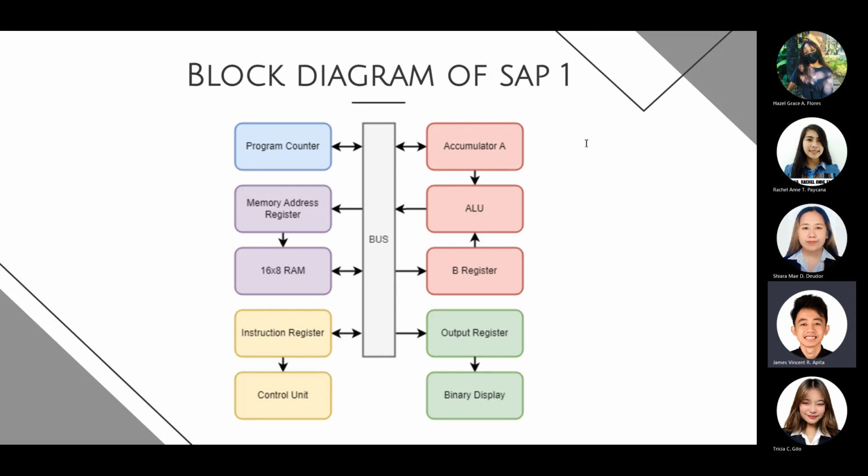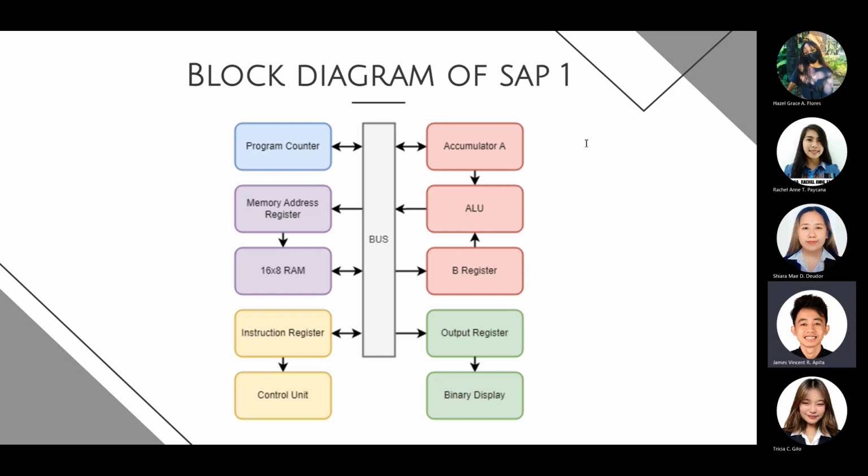So the program counter is a register that holds the address of the next instruction to be executed. It is typically incremented after each instruction is executed so that it points to the next instruction in memory. And then the memory address register or the MAR is the one that holds the address of the memory location to be accessed. In the case of the SAP1 shift left register, this is typically the memory location that contains the instruction to be executed. So next, the RAM is the main memory of the SAP1 shift left register.